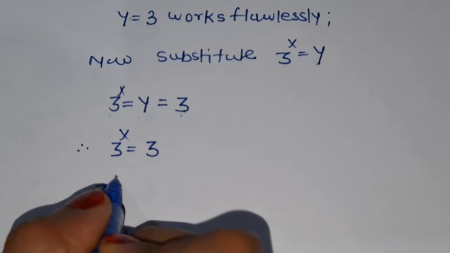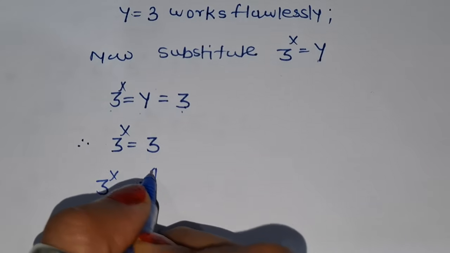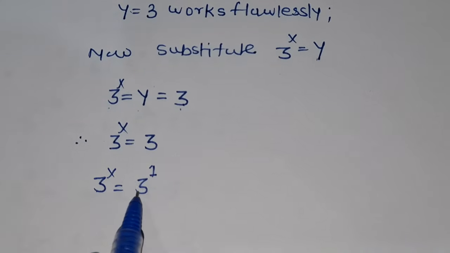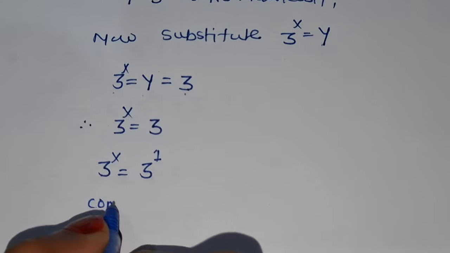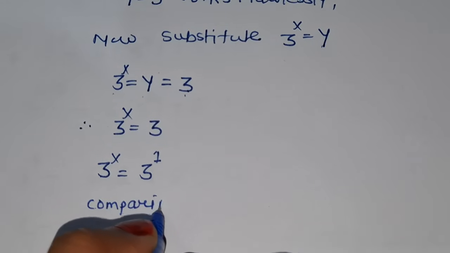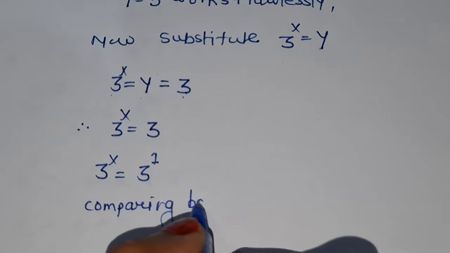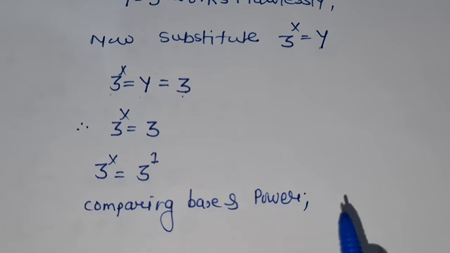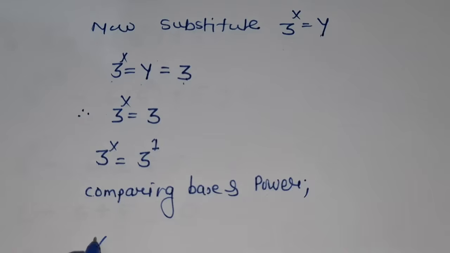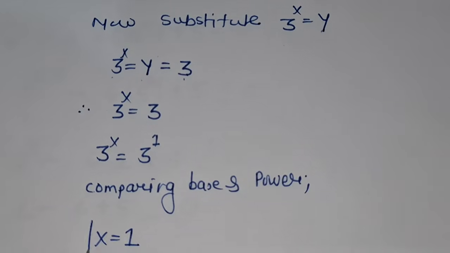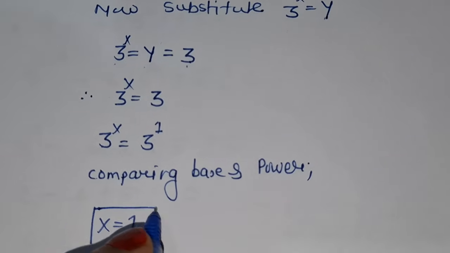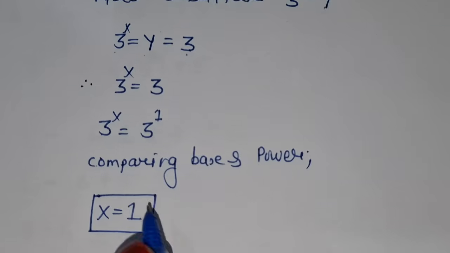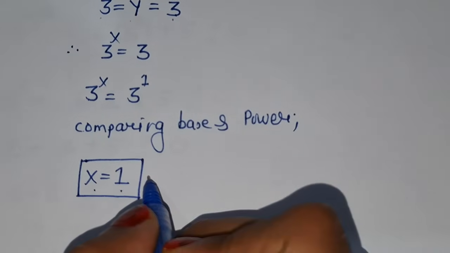Now 3^x is equal to 3^1. Comparing base and power, we will get x = 1. So this is the solution for this equation. We got the value of x, that is x = 1.